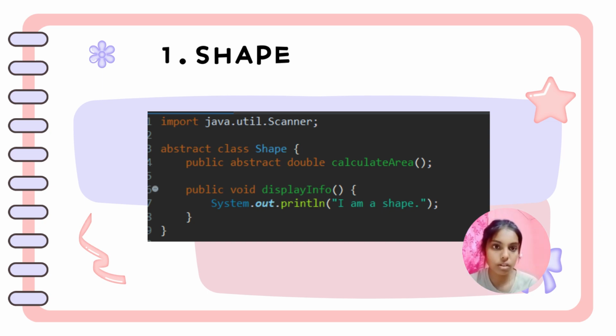Public void displayInfo declares a non-abstract method displayInfo. Public means it is accessible from anywhere. Void means it returns no value, and the brackets mean it takes no argument. And lastly, System.out.println("I'm a shape") prints "I'm a shape" to the console.